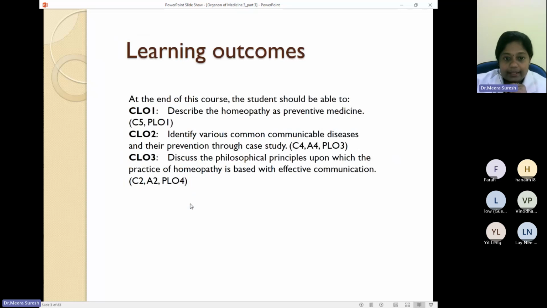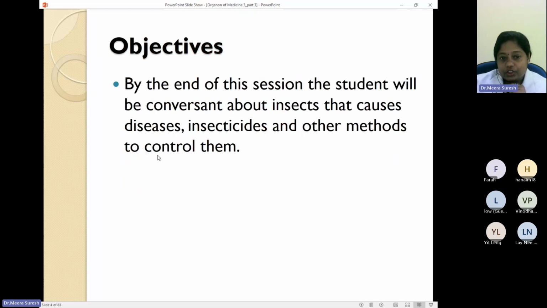The learning outcomes and the objective: by the end, you will know about the insects that cause various diseases, because there is a separate section which you have already learned, the vector-borne diseases. There are so many vectors, especially the arthropods, which we call insects, which carry disease organisms, and their biting or stinging can cause various diseases for us. So vector-borne diseases are a very important public health topic. So how to control them, insecticides, everything is so important.